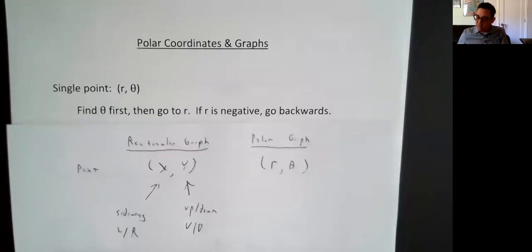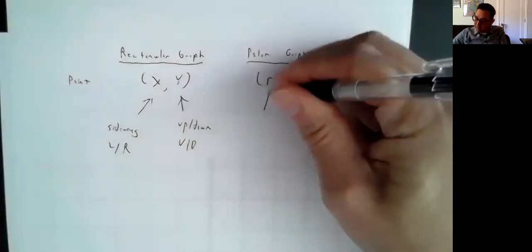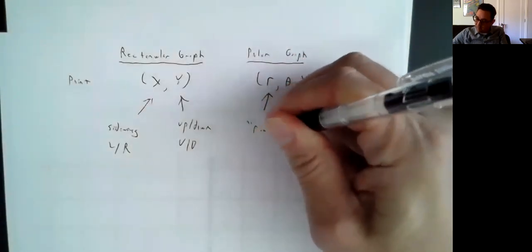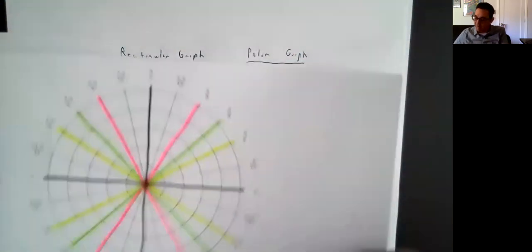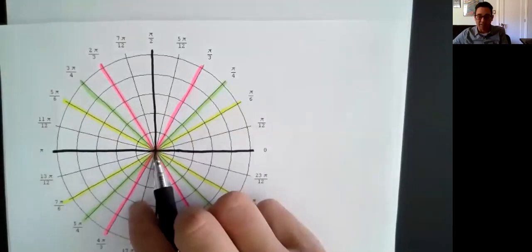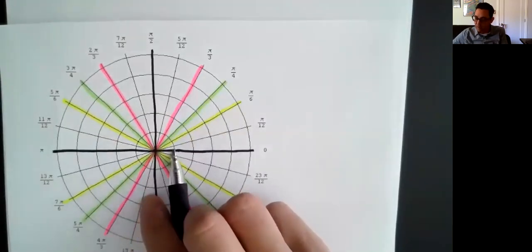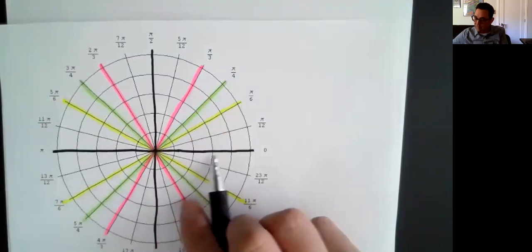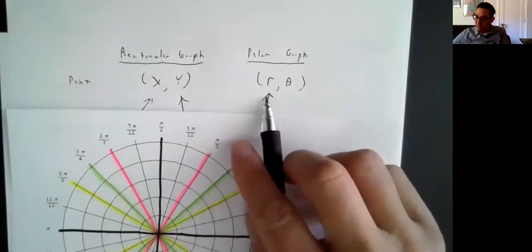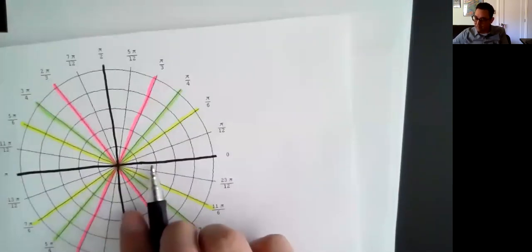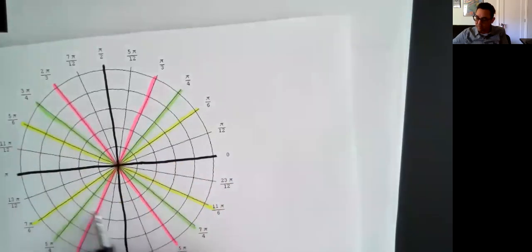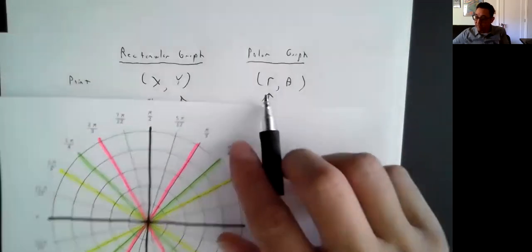R and theta. R represents the ring that you're on. Remember how I said there's a ring? That doesn't count. That's just the origin. But this would be ring 1, ring 2, ring 3. So if R is 3, that means you're somewhere on ring 3. You're somewhere on this third circle. Okay, and of course you could be between them.